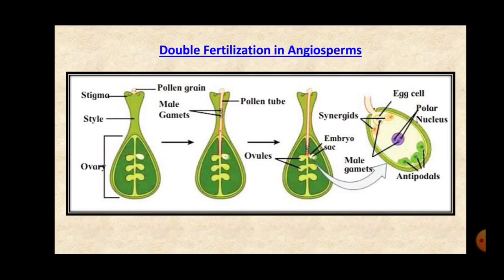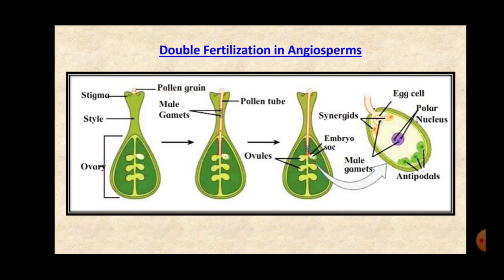It has two outer coverings. The outer covering bursts because of certain chemical substances which are secreted by the stigma, and the outer covering ruptures and the inner covering comes out in the form of a tube which is called the pollen tube. Here you can see this is a tube-like structure. This is called the pollen tube. And from the pollen grain, two male gametes are released in the pollen tube.